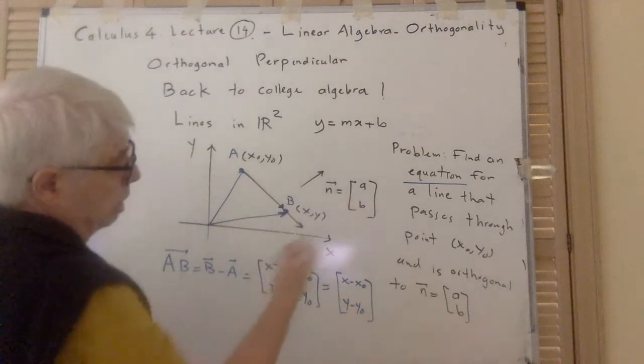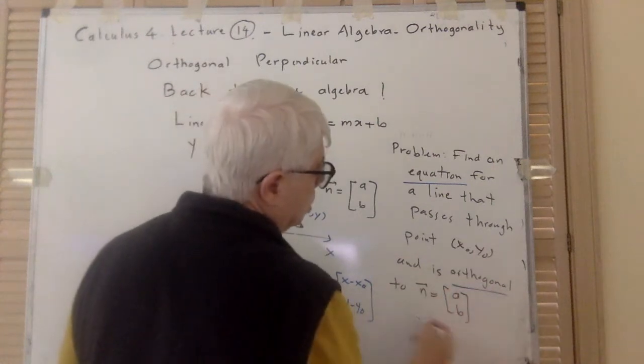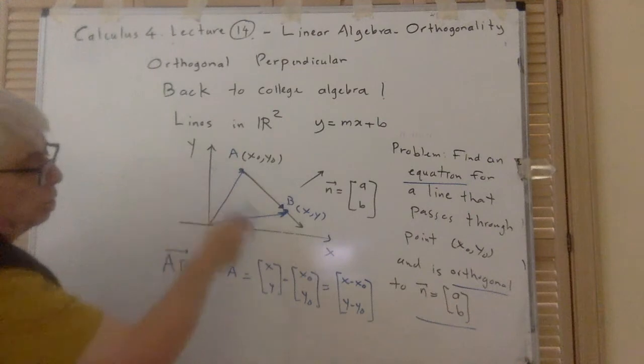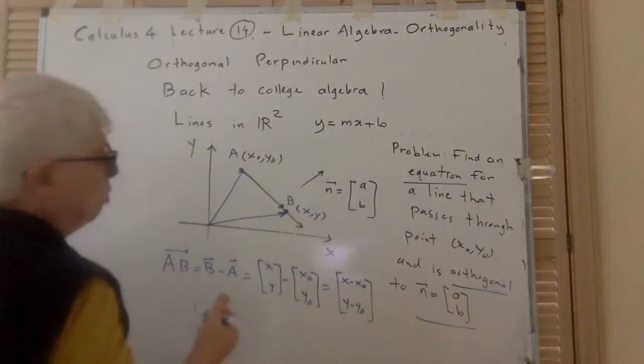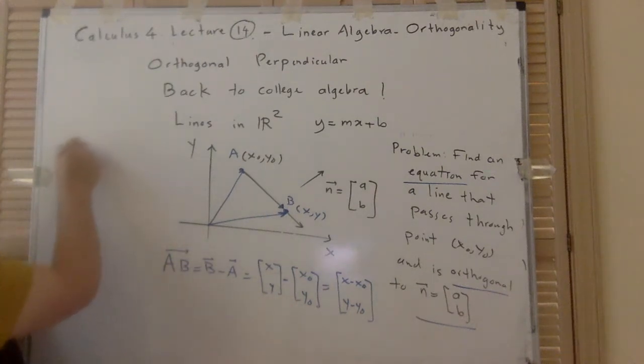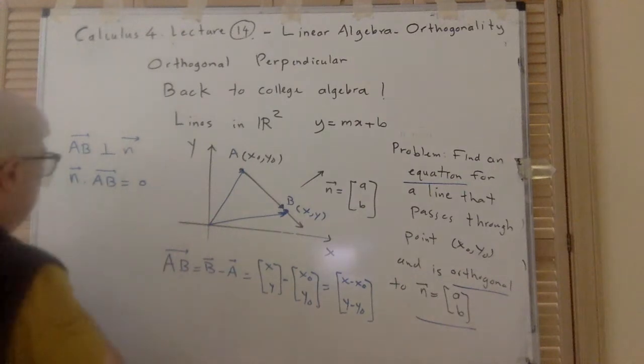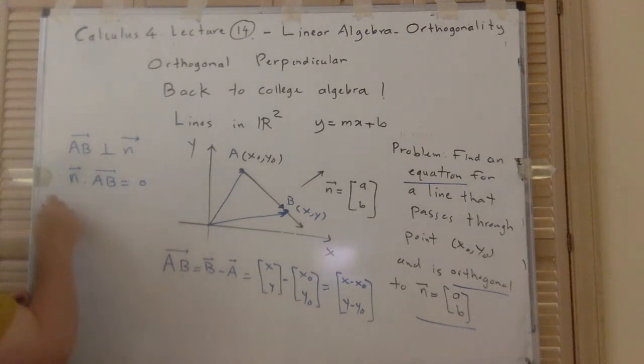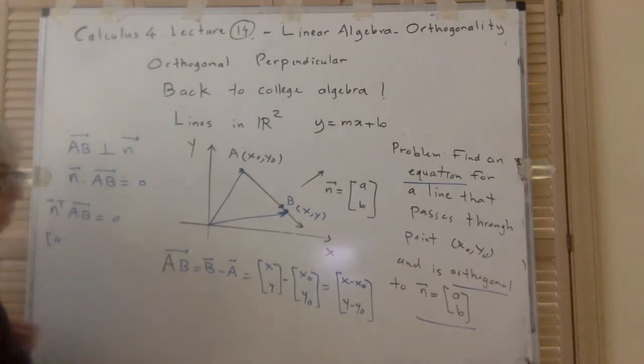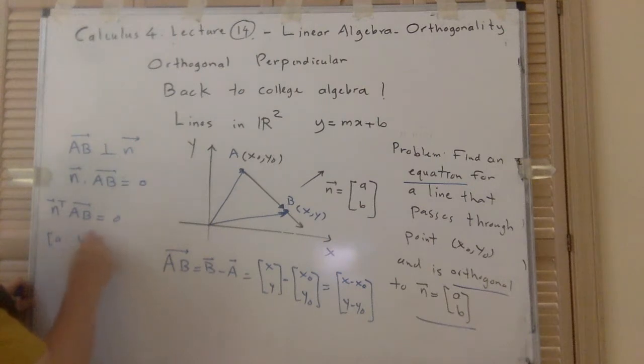And I know that it says the line passes through this point and is orthogonal to n. Orthogonal means any vector on this line is orthogonal to n. So if any vector here is orthogonal to n, then this generic AB should be orthogonal to n. Orthogonal to n means n dot AB is 0. Well, what is n dot AB? It is n transpose times AB as a vector. So it is a, b, which is just a matrix, times x minus x0, y minus y0. And this should equal 0.